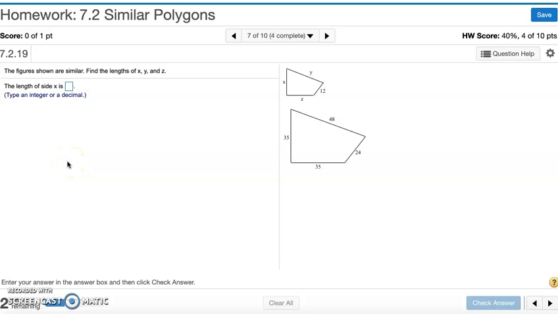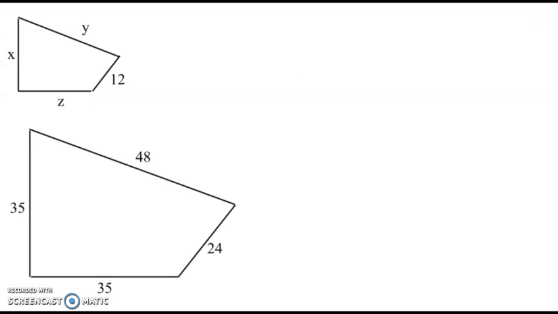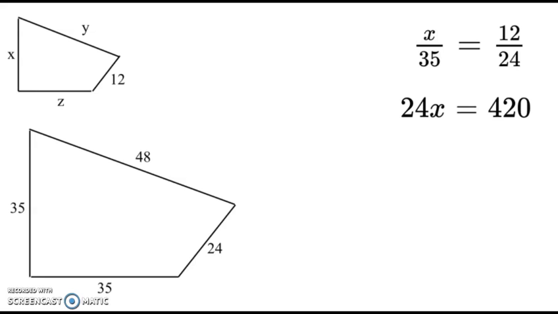Number 7. The figures shown are similar. Find the lengths of x, y, and z. Solving for x first, I'm going to write x over 35 equals 12 over 24. I'm using 12 over 24 because I need a pair of sides where both numbers are given. Now I do x times 24, which is 24x, and 35 times 12 is 420. Divide both sides by 24, and x equals 17.5.